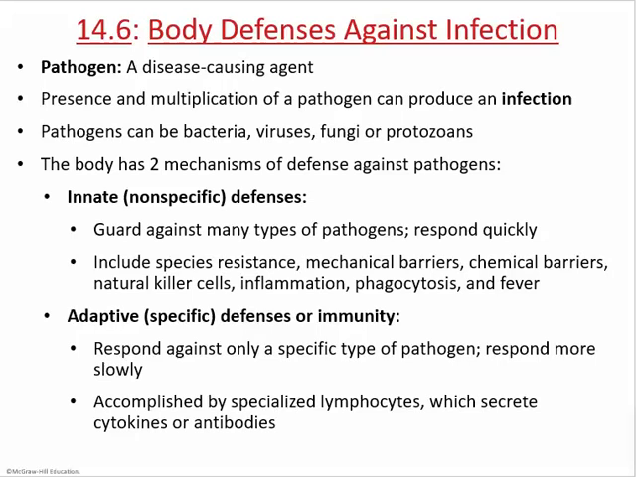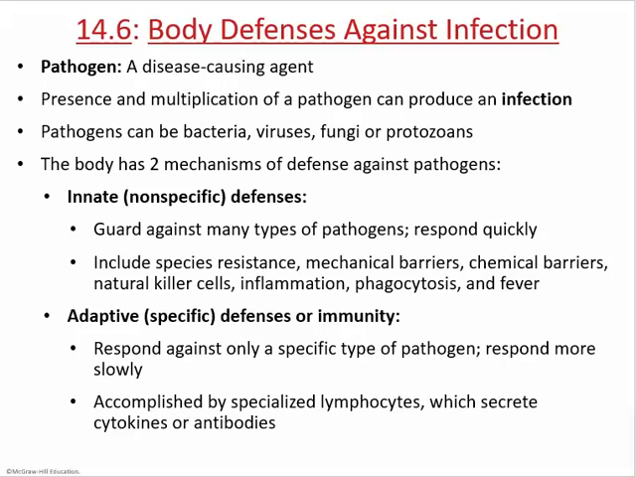So now we're going to look at immunity. A couple of definitions to start with. A pathogen is the genesis of disease. A disease-causing agent generates disease. The presence of pathogens that are multiplying is called an infection.